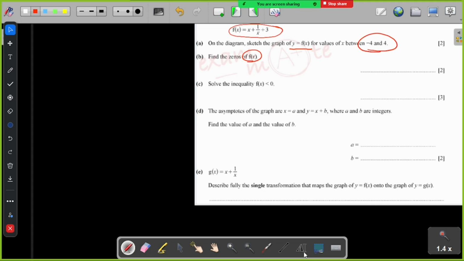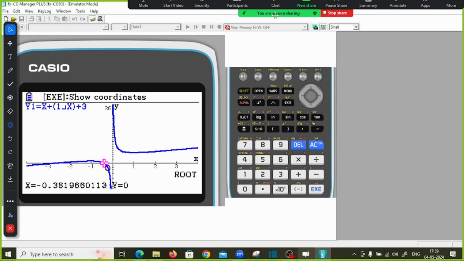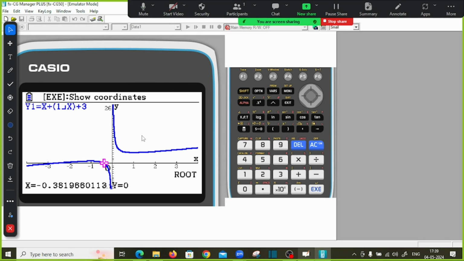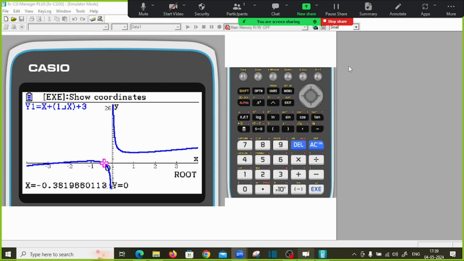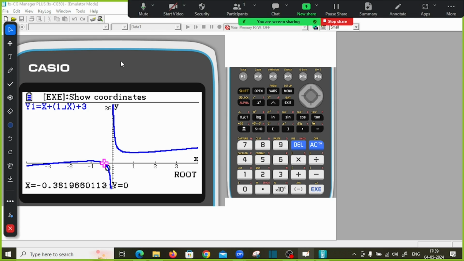Let us see the next part. Solve the inequality f(x) less than or equal to 0. We have to find f(x) less than or equal to 0. What is the meaning of f(x) less than or equal to 0? It means f(x) should be negative.